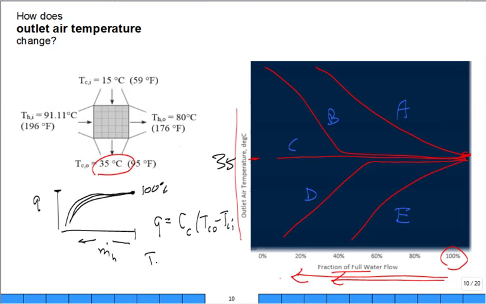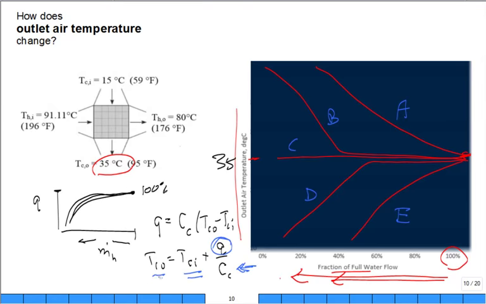So the temperature of the cold out is equal to the temperature cold in plus Q divided by C of the cold. Did the inlet temperature of the cold ever change? No. Did the heat capacity rate of the cold air change as you reduced the mass flow rate of the hot water? We only changed the mass flow rate of the hot water. Did we change the mass flow rate of the cold air? So did C of cold change? No. Did this change? Yes. It did change. It went down.